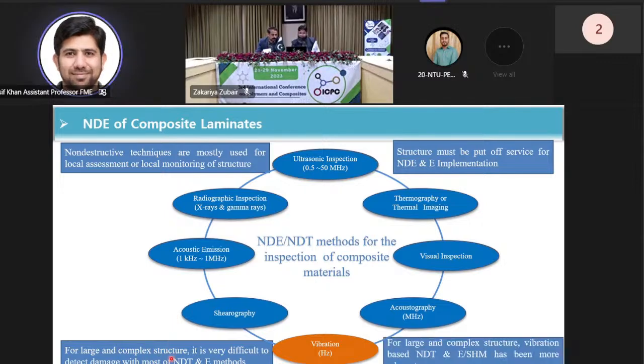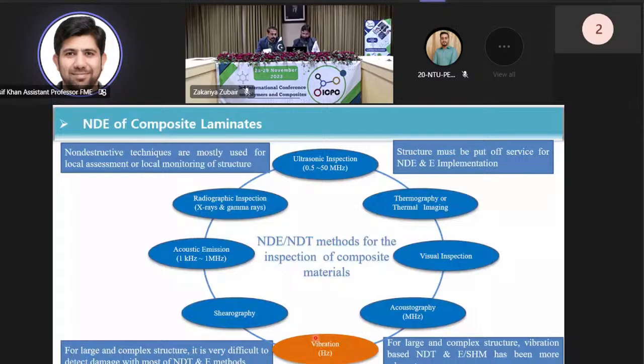We know about structural vibration. This is more readily available, and more technically, it is passively available because of, for example, the engine firing frequency. As a result, we can employ this for structural health assessment, for structural health monitoring and non-destructive evaluation and testing. That's why our research group has specifically focused on vibration-based non-destructive evaluation and testing and structural health monitoring of laminated composites.